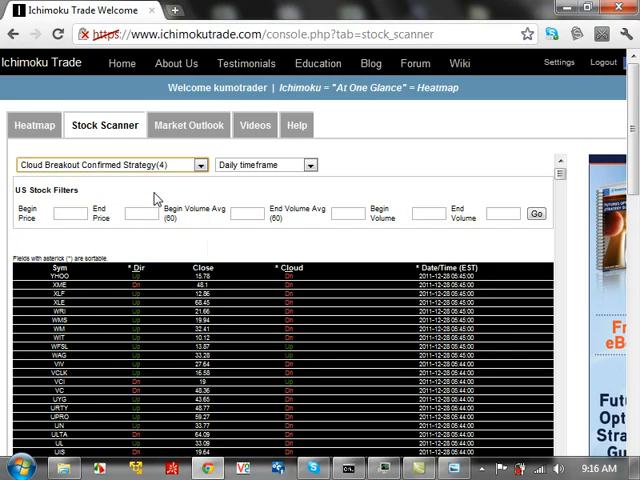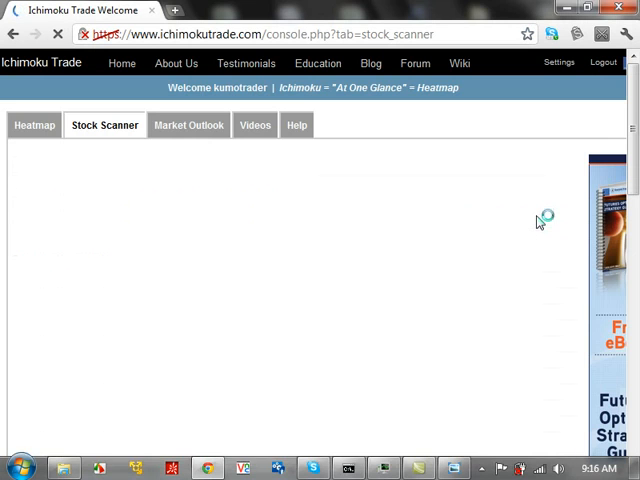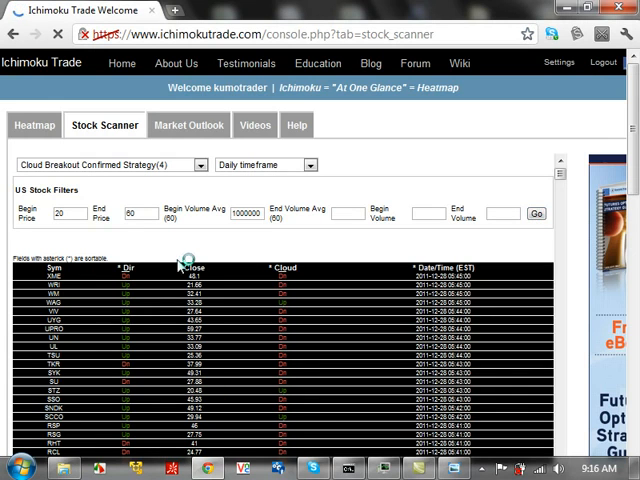Okay, so let's just say we're looking for a cloud breakout with confirmation. You have the ability to choose the time frames here, and then you have the ability to choose the price range. So let's say I just want to look for stocks between $20 and $60, which are more mid-cap type stocks, and this is 60-day average volume, and I want to filter down to 1 million shares on average 60-day volume. If you click on that, then this will show me all the stocks that fit my profile.